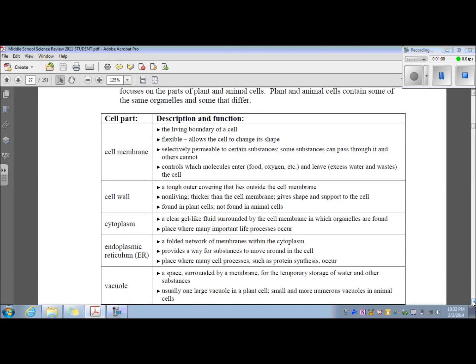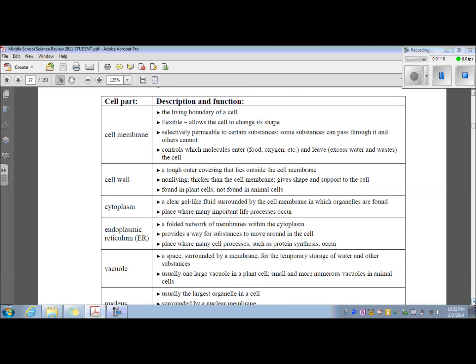Cell parts. Cell membrane, the living boundary of a cell. It's flexible and it allows a cell to change its shape. It's selectively permeable to certain substances, which means some substances can pass through it and others cannot. The cell membrane controls which molecules enter, such as food and oxygen, and leave, such as excess water and waste.